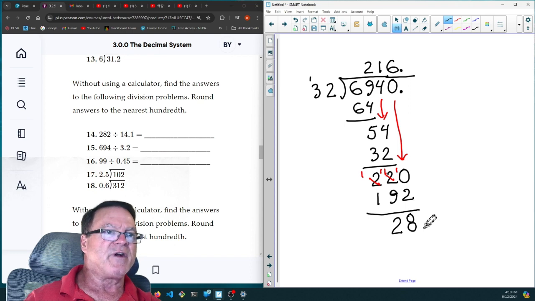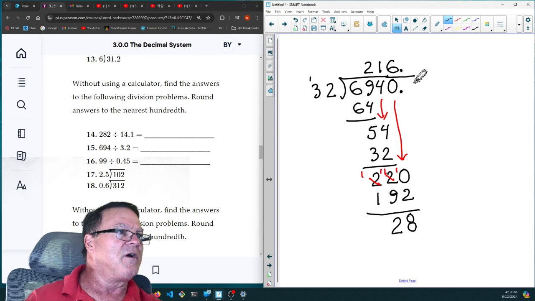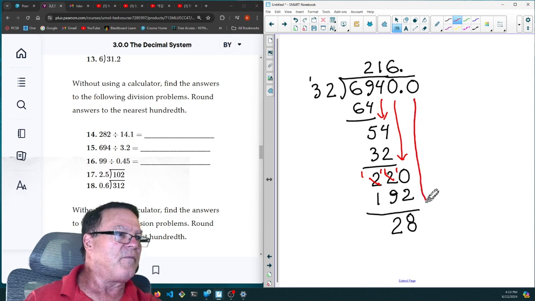But they said round your answer to the nearest hundredth. So we're going to put 0 as a placeholder, and we're going to bring that 0 down. And we'll put it here. We'll say 32 goes into 280. How many times?